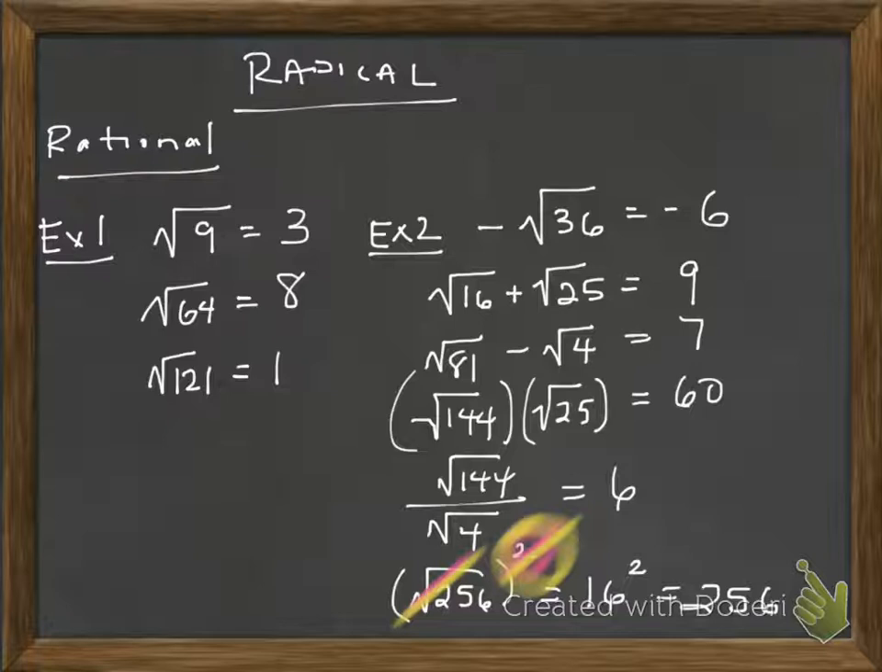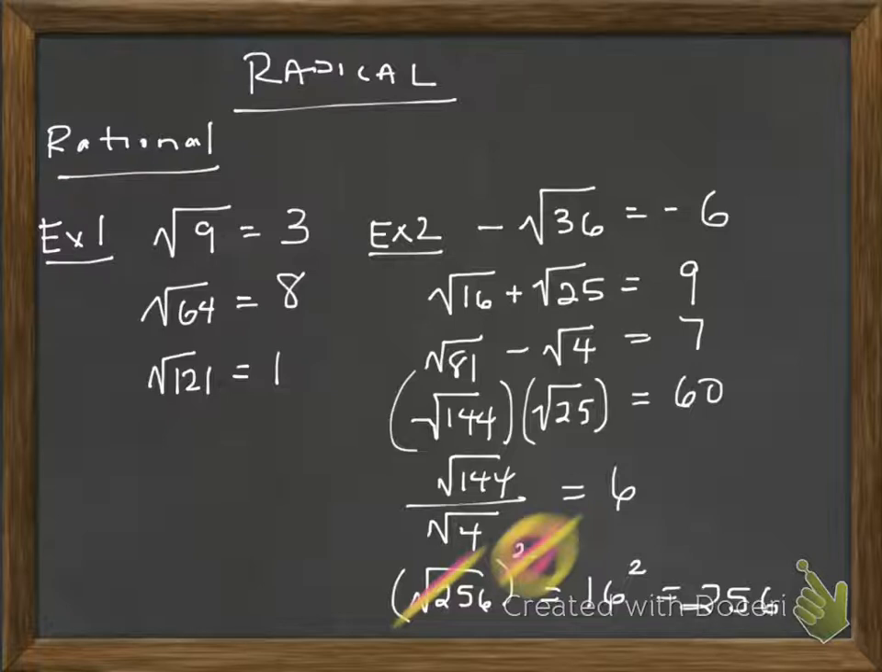Okay, now what is your what if? What if it had, or can it have like 256 squared and have the square root thing over it? Can it have that? What cancels out right there? 256. The square and the square root cancel each other out.